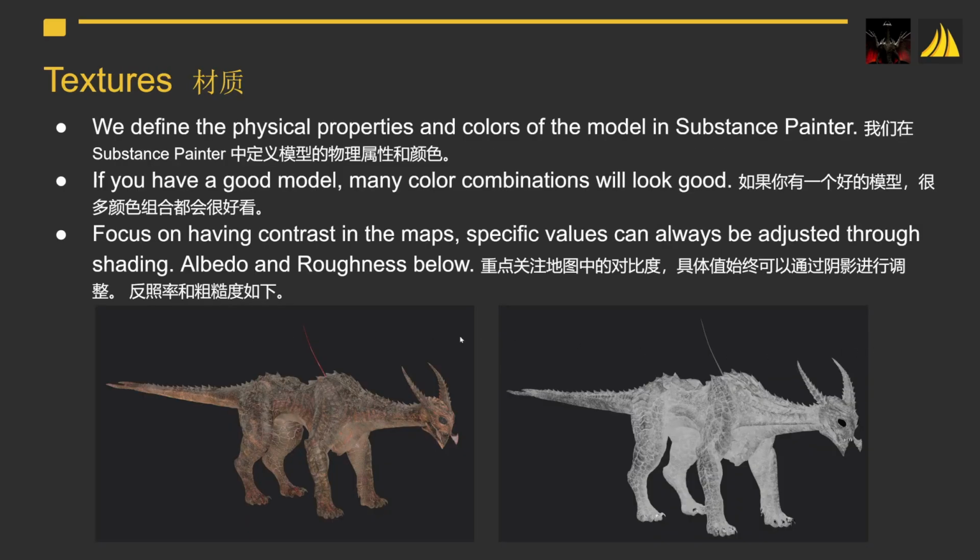Textures. So here we define the physical properties and colors of the model in Substance Painter. If you have a good model, I think many color combinations can look good. An important thing to keep in mind is that you focus on contrast in your maps, right? So the most important part is here in the roughness, you see there's some darker areas and there's some light areas, and they're all kind of spread out throughout the model, although they have certain areas, right?